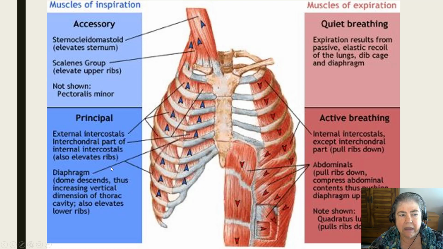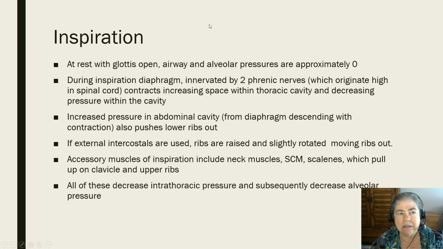In addition, the external intercostal muscles elevate the ribs, again decreasing pressures and pulling air in. And finally, what we call the accessory muscles, which include the sternocleidomastoid and the scalenes, pull up on the sternum and on the upper ribs and the clavicle. Again, kind of further decreasing pressure in this intrathoracic space, allowing air to be inhaled.